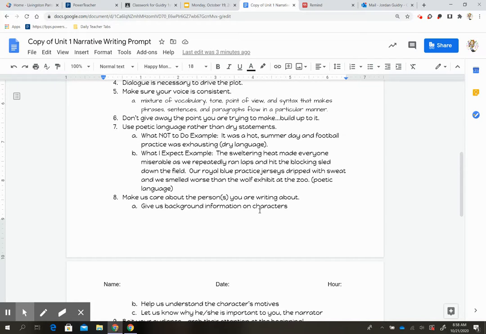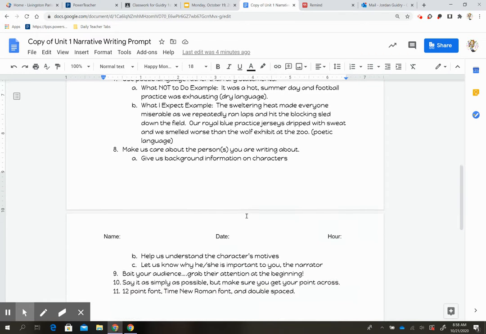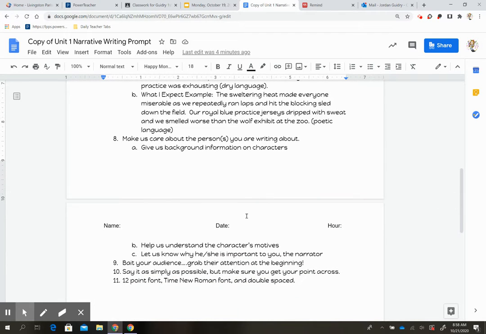Have the color of the practice jerseys as well as what they did. They're dripping with sweat, so they're sweat soaked, and they are stinking. They're smelling worse than an exhibit at the zoo.